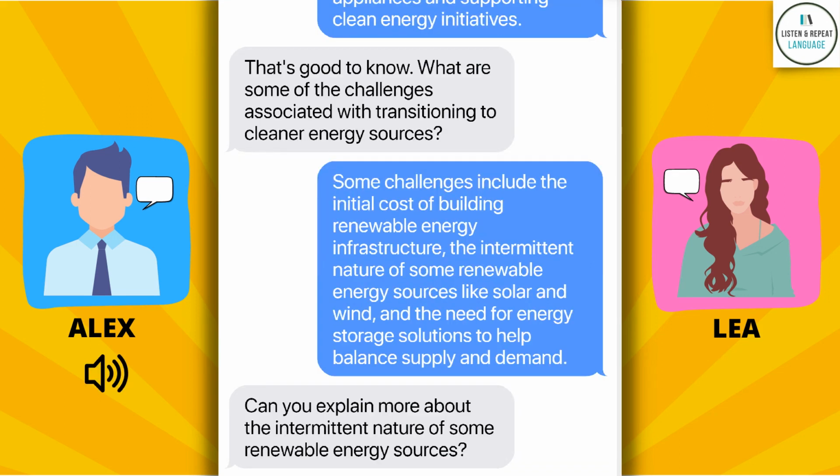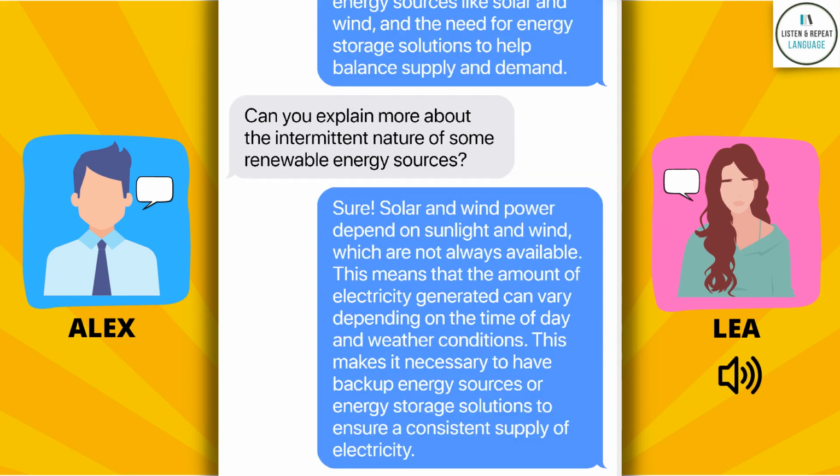Can you explain more about the intermittent nature of some renewable energy sources? Sure. Solar and wind power depend on sunlight and wind, which are not always available. This means that the amount of electricity generated can vary depending on the time of day and weather conditions. This makes it necessary to have backup energy sources or energy storage solutions to ensure a consistent supply of electricity.